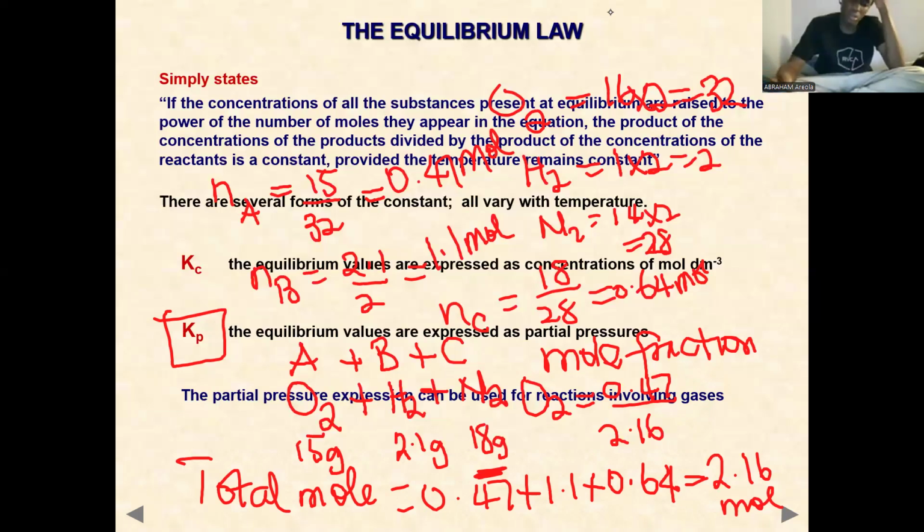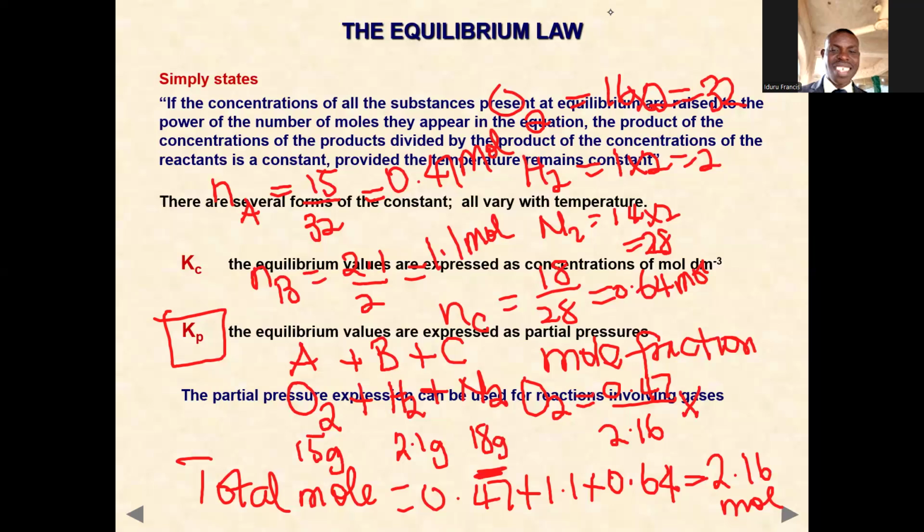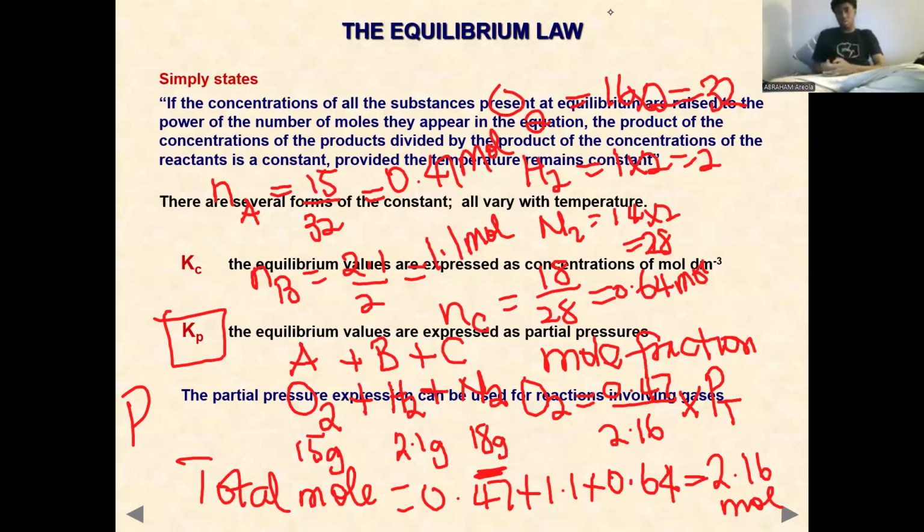But if you now multiply by the total pressure of the reaction, call it P total, we now have the partial pressure of the gas. The partial pressure of oxygen will now be the mole fraction times total pressure. See that? So it has some little steps you must follow.